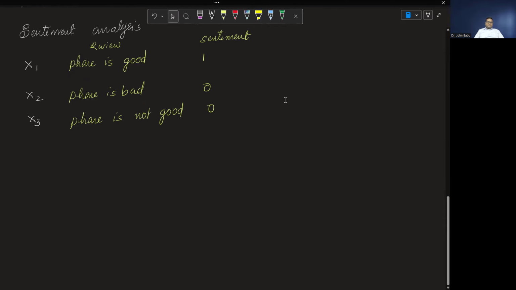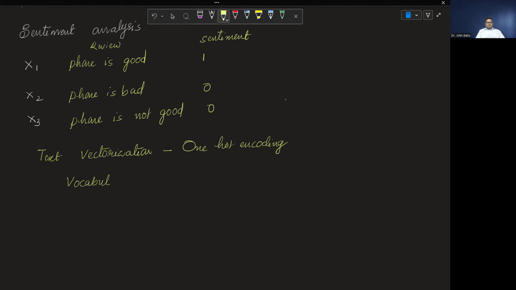So the first method we should understand is that this text data is vectorized. There are many methods of vectorization like word2vec and others. In this example, we'll consider the simplest method, known as one-hot encoding. So now, in our reviews, we consider all the words that are present in our vocabulary in this problem. How many words are there?